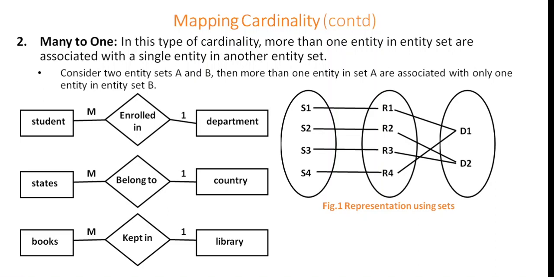Similarly, two students, that is S2 and S3, many entities in entity set student belong to department D2, that is, to a single entity in entity set department. Okay, so this is how many to one mapping cardinality can be shown.